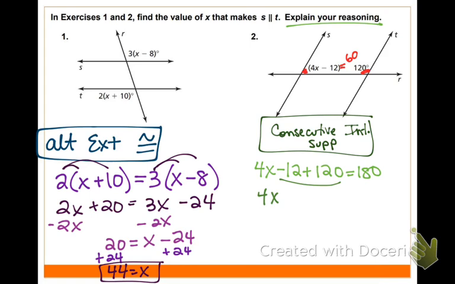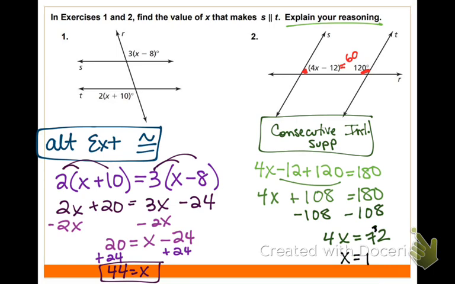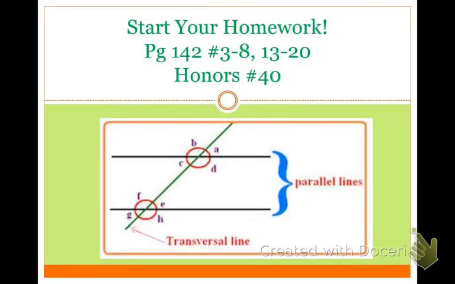So I would do minus 12 plus 120, which is 108. Going to subtract 108. 4x equals 72. Divide by 4. And x equals 18. All right, so I had two parts to my answer. Consecutive interior angles are supplementary, and then x equals 18. Any questions? Okay. So here is the homework.